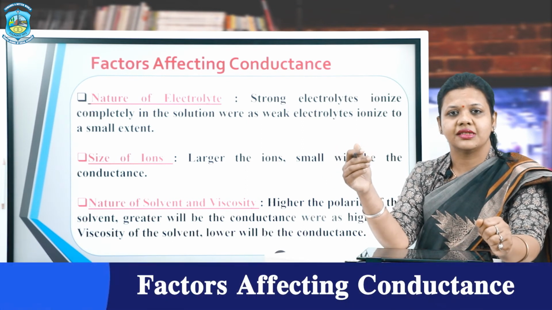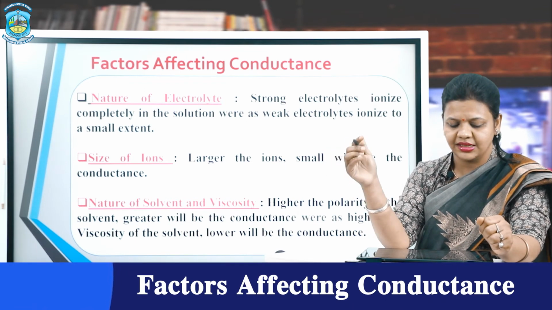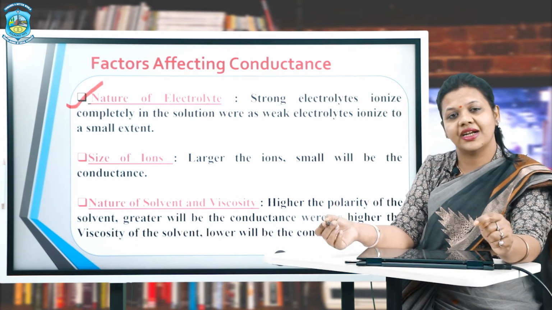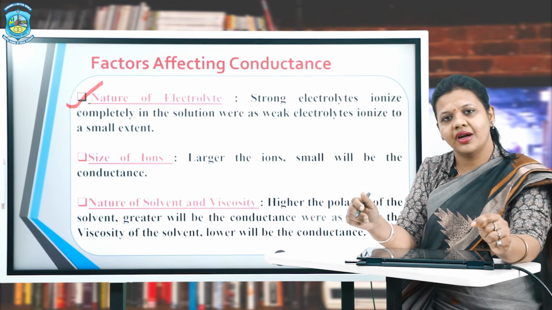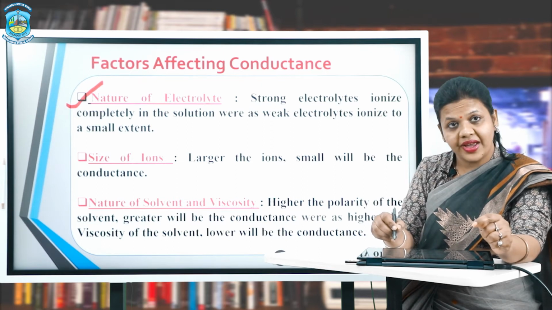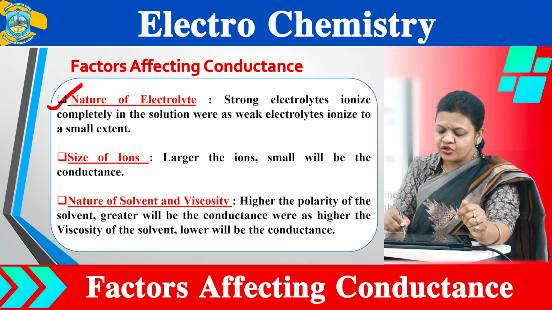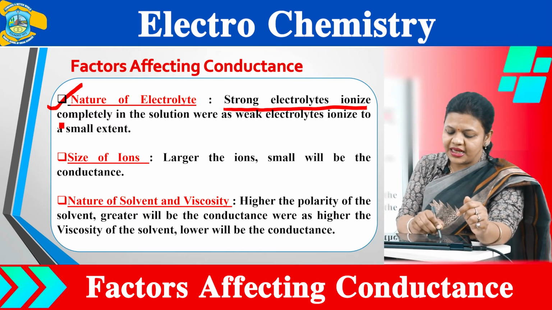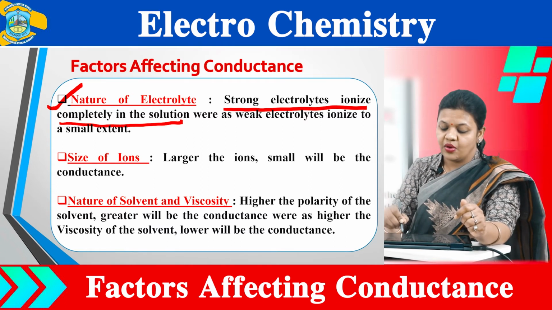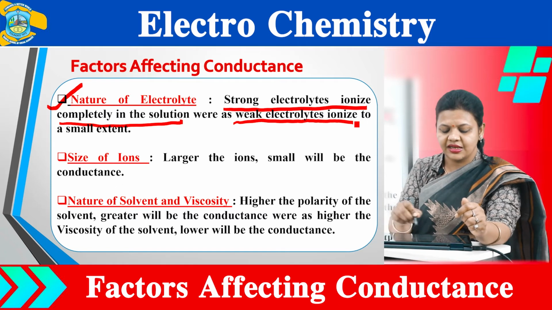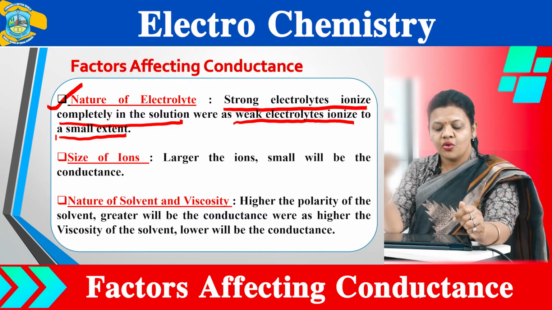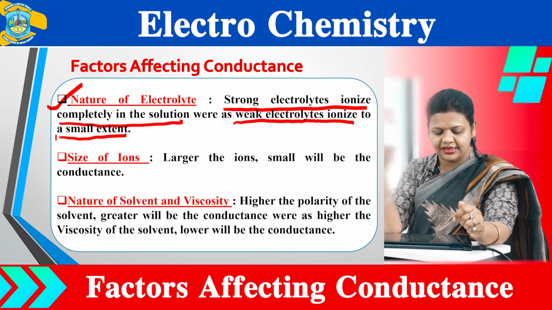Now, what are the factors which affect this property of conductance? First is the nature of electrolytes. As we have seen, electrolytes are of two types: strong and weak. The strong electrolytes are those which ionize very easily and completely. Therefore, strong electrolytes will ionize completely in the solution and they will be good conductors, whereas weak electrolytes are feebly ionized, or we can say they ionize to a small extent, so they are not so good in producing electrolytic conductance.